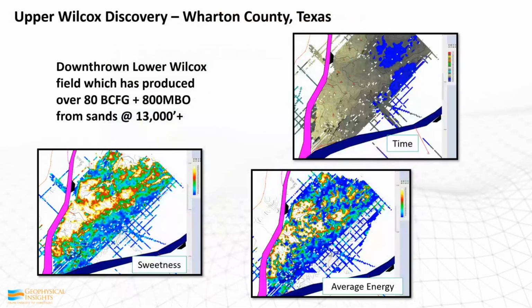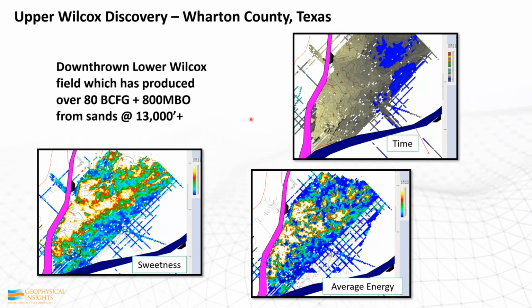Now, this is a discovery I had, and I had a 3D where I was looking at a down-thrown lower Wilcox field. This field had produced 80 BCF and 800,000 barrels of oil from sands in the lower Wilcox from 13 to 15,000 feet deep. And there was a bunch of middle Wilcox pay in this too.